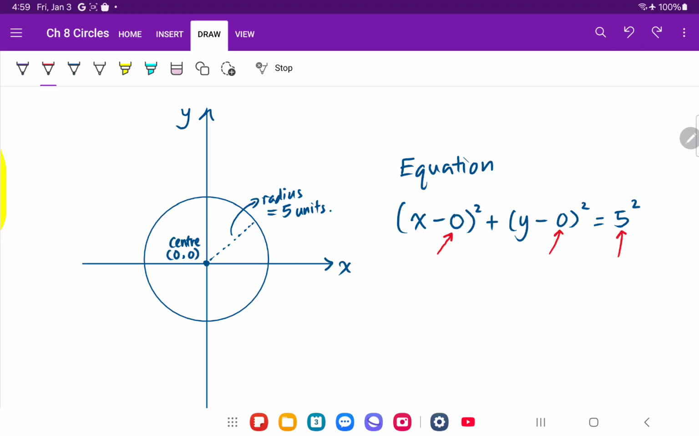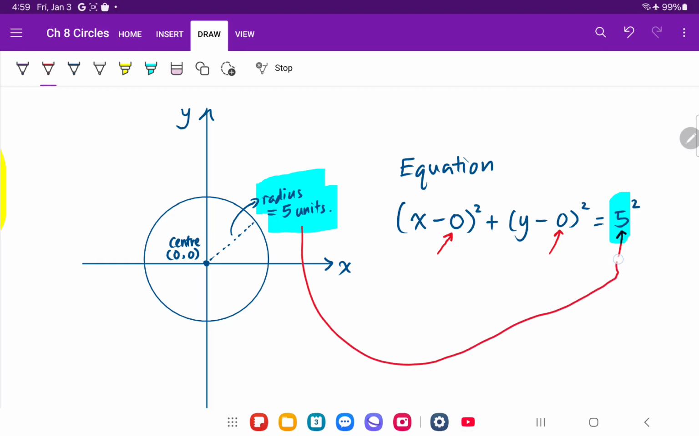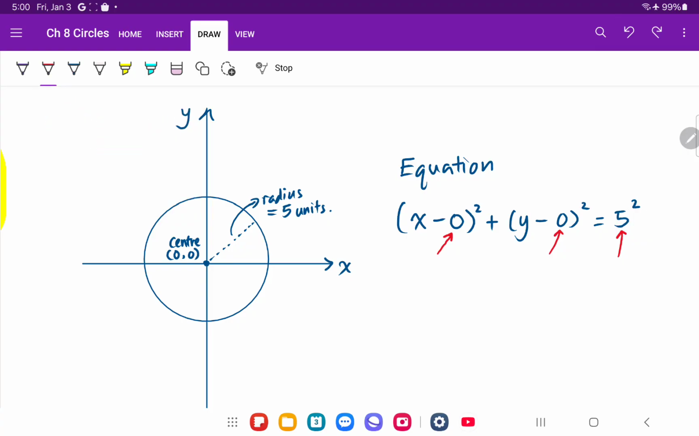Next, the second 0 came from the y-coordinate of the center of the circle. And lastly, the number 5. The number 5 came from the radius of the circle. Now, this is the format that I was talking about just now. So let's pen it down. Now, this is not on your paper. Can you please copy it down somewhere? The first 0 came from the x-coordinate of the center of the circle.